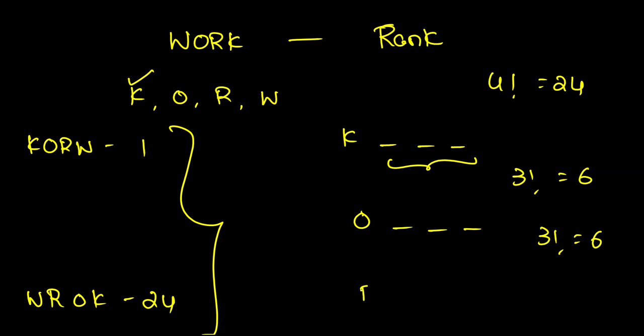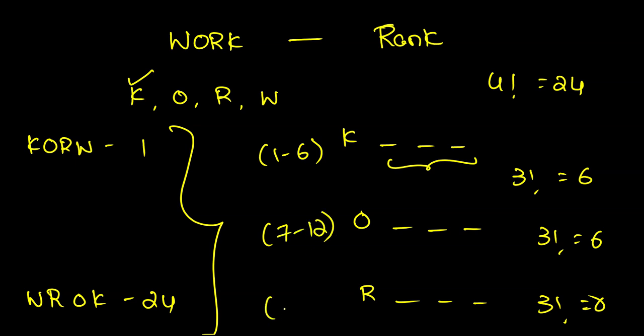Next is R, 3 factorial, 6. This is from 13 to 18. But still, my first letter is not satisfied. My first letter should be W. Now, W is from 19 to 24. So my answer should be from 19 to 24.